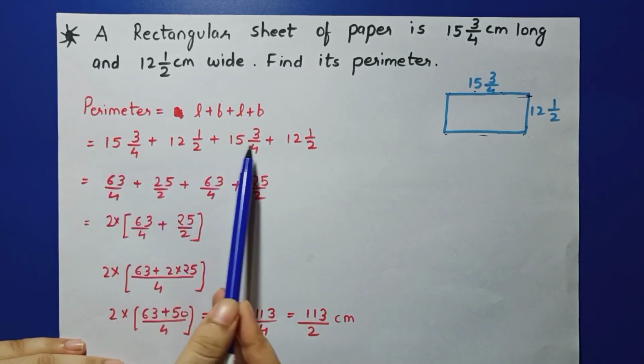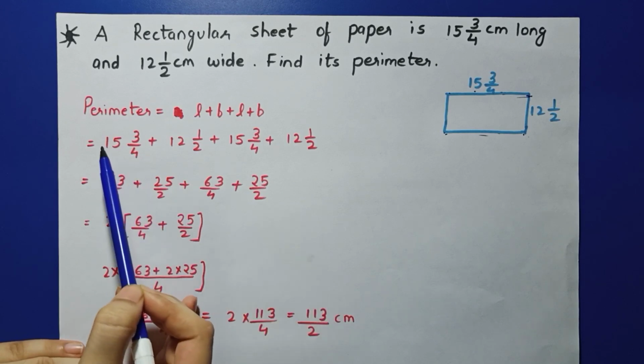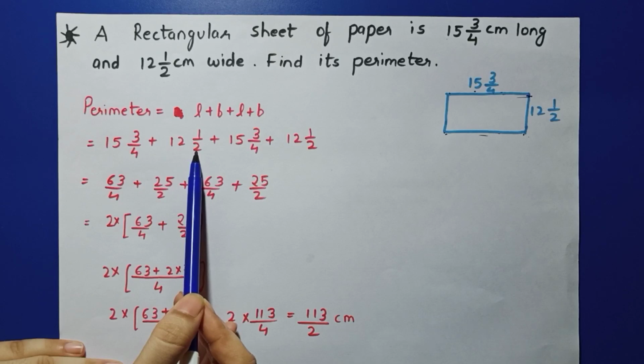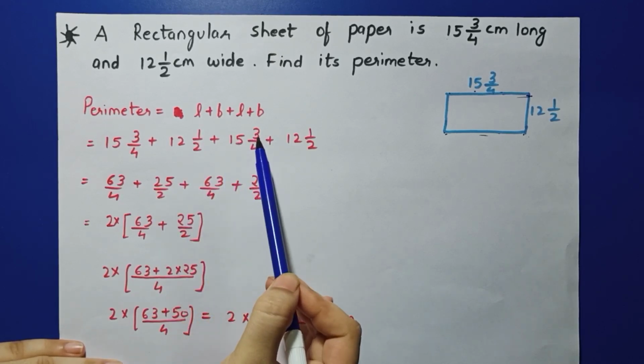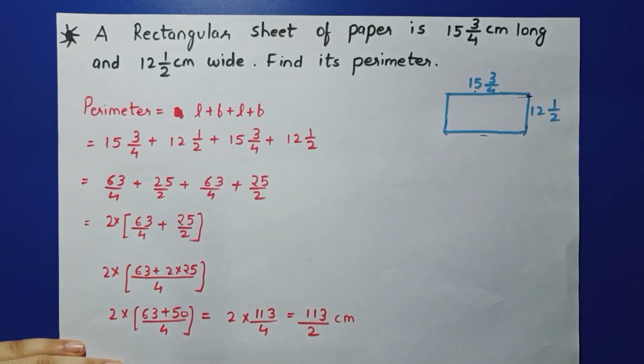Now since these are mixed fractions, first we have to convert all these fractions into normal fractions. How we'll do that? 15 into 4 plus 3, that is 63/4. 12 into 2, that is 24 plus 1, 25/2. 15 4s are 60 plus 3, 63. And 12 2s are 24 plus 1, 25, 25/2.